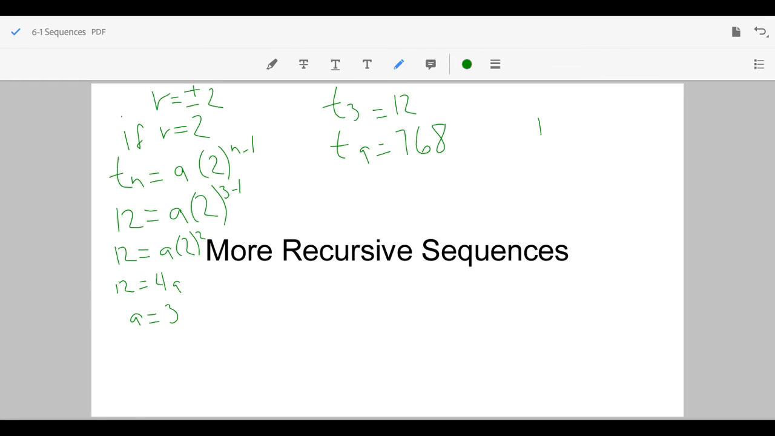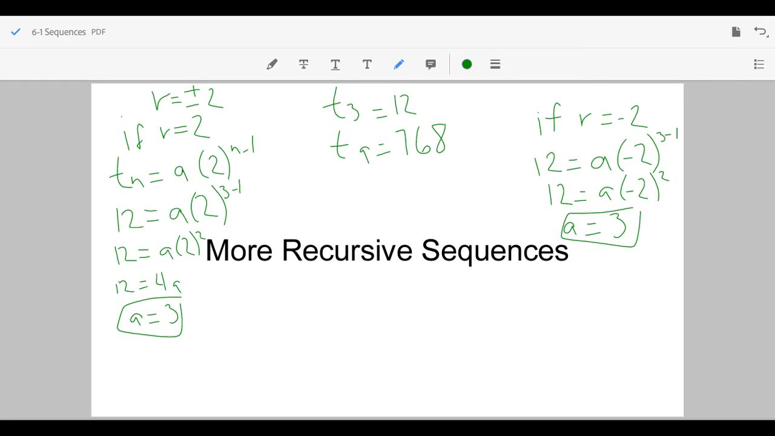Case 2, I'll do over here, was if r was negative 2. Same idea, we're going to put all of this information into our equation. So 12 equals a, which again we don't know yet, times r to the n minus 1, which this was term 3, so n minus 1 is 3 minus 1. And you'll notice we get a times negative 2 squared, which will again lead us to a equals 3. So in either case, which is good, a equals 3, because negative 2 squared is positive 4, 12 divided by 4 is 3. So either way, we get this.